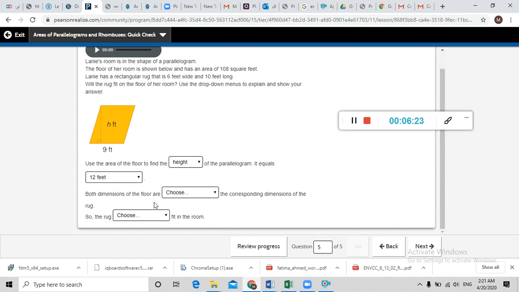Both dimensions of the floor, the height and the base, correspond to dimensions of the rug. What are the dimensions of the rug? 6 and 10. Here, 9 and 12. So the matching ones are 6 and 9, and 12 and 10. So the dimensions of the floor are greater than the dimensions of the rug. So the rug will fit in the room because it's smaller than the floor.